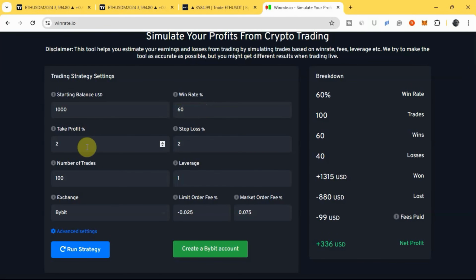Now, what is the take profit percentage you want? For this take profit percentage, I'll leave it at 2. And for the stop loss, I'll leave it at 1. Remember I said use a 1 to 2 risk to reward ratio. Now, what does it mean? Does it mean that you're making 2% profit and 1% stop loss?